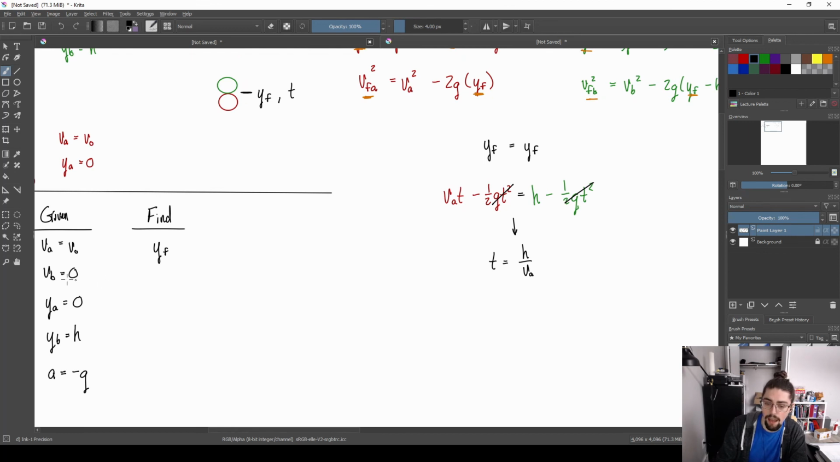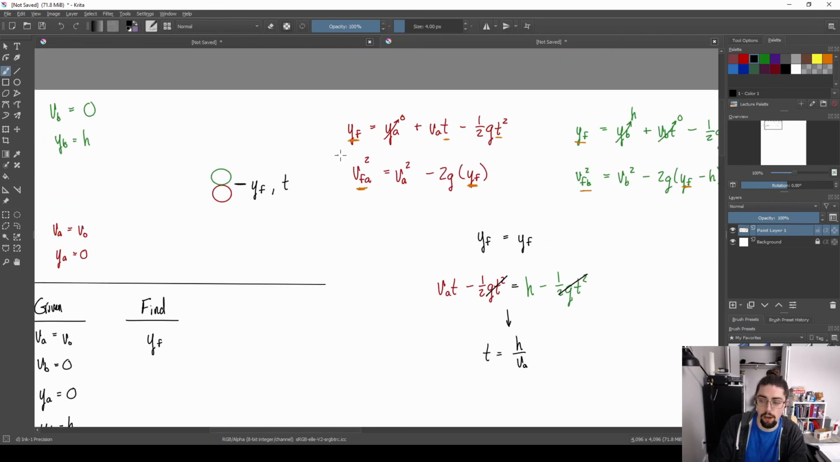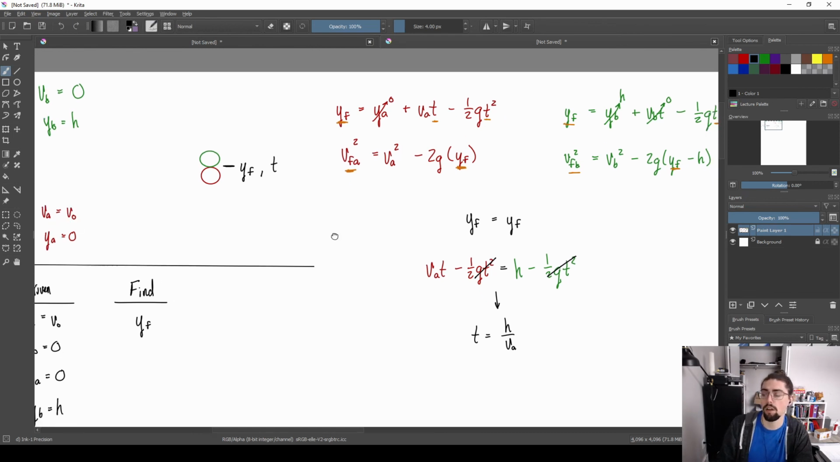H is something that I have. V of a, v naught, I have that. I can successfully now write into my given variable box that t is equal to h over v of a. So if I ever need that, I have it. If I see t in any equation, and we are about to see t in an equation, we know that is a variable that we have at this point. It is one of our tools to use.